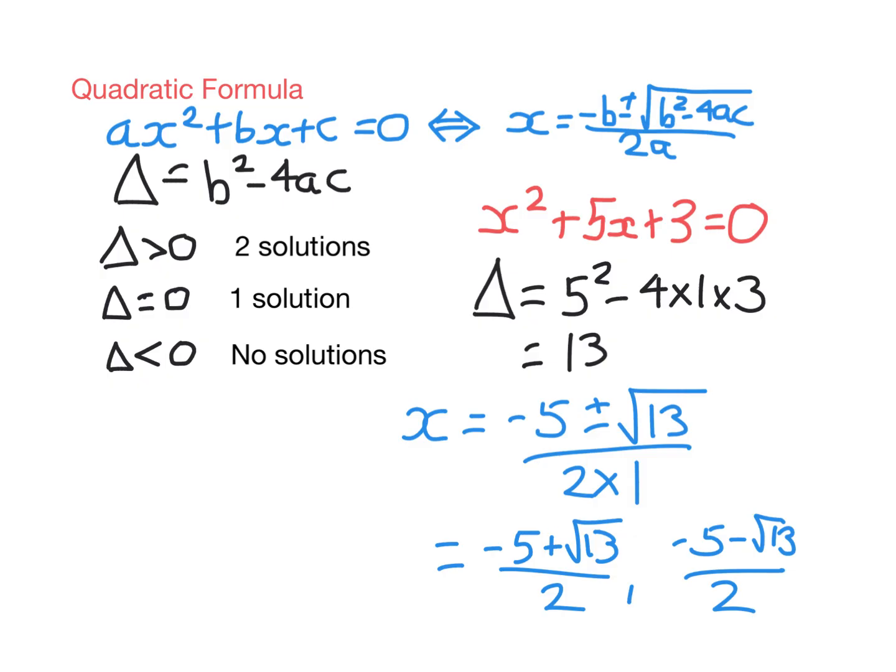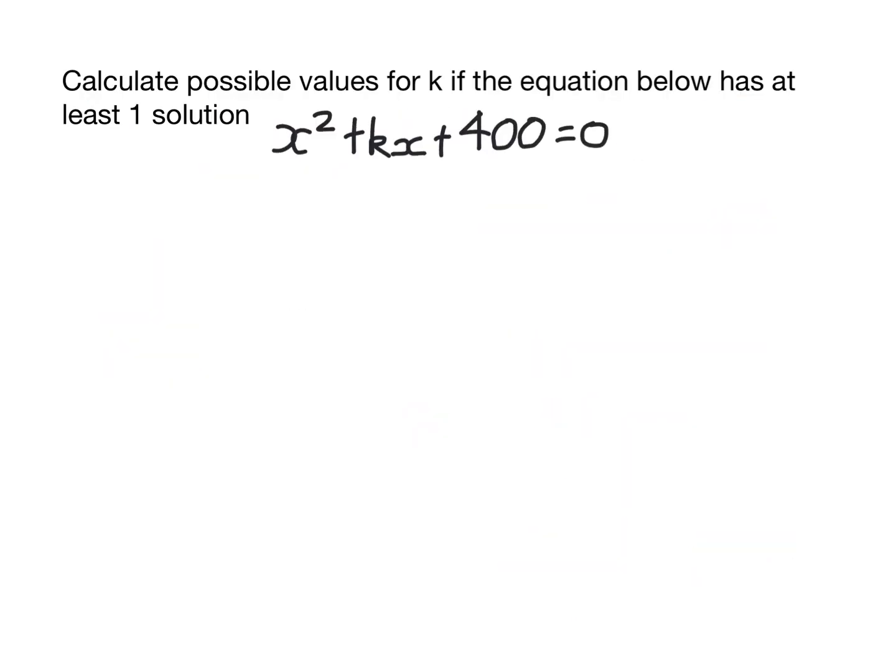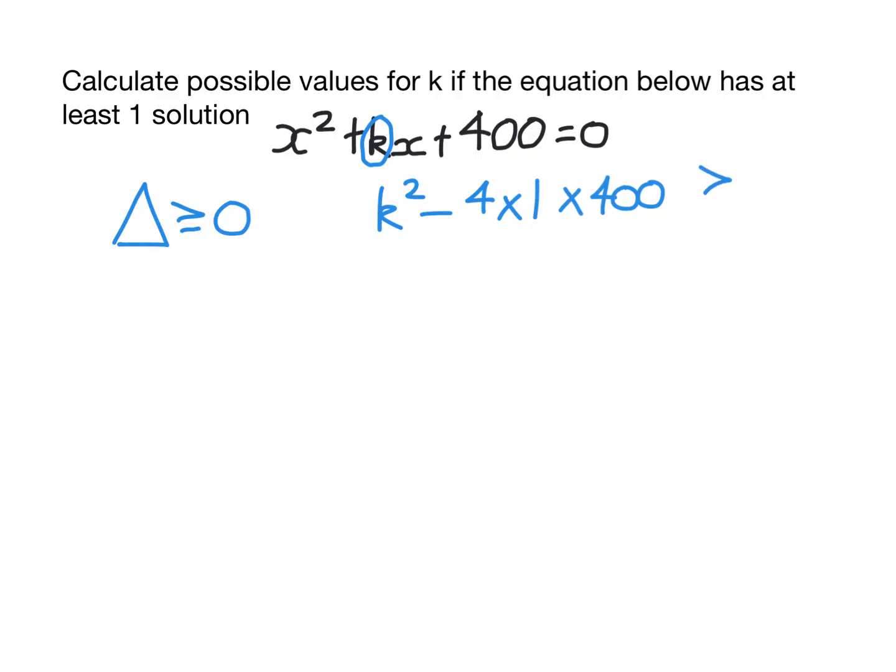All right, let's look at a harder question involving the quadratic formula. So we're going to calculate possible values for k if this equation has at least one solution. So if it has at least one solution, that means the discriminant is greater than or equal to 0. Greater than 0 means two solutions, equals 0 means one solution. So the discriminant of a quadratic is b squared minus 4 times a times c, where this is b here. So we need that to be greater than or equal to 0.